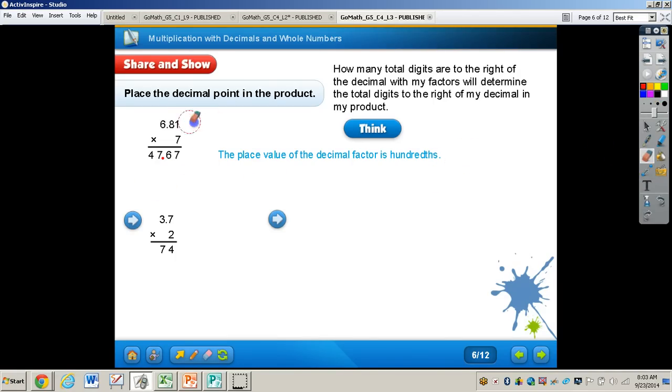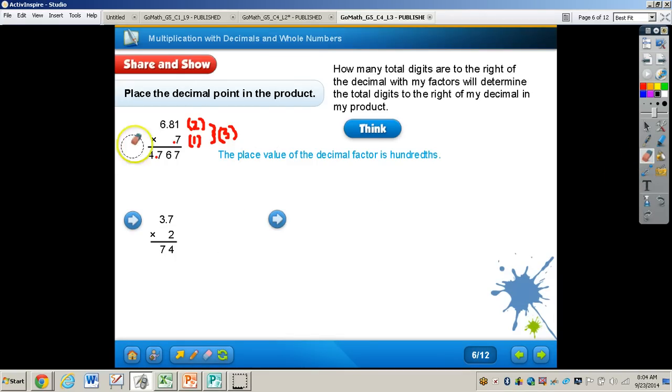Let's say, for example, think about some what ifs here. Let's say, for example, there is a decimal point here. Okay, so it's 681 hundredths times 7 tenths. What we can see here, there's 2 digits to the right with this factor, 1 digit to the right of the decimal in this factor, giving me a total of 3 digits to the right of the decimal within my factors. I think about my rule right up here. So because there are 3 total digits within my factors, there needs to be 3 total digits to the right of the decimal within my product.